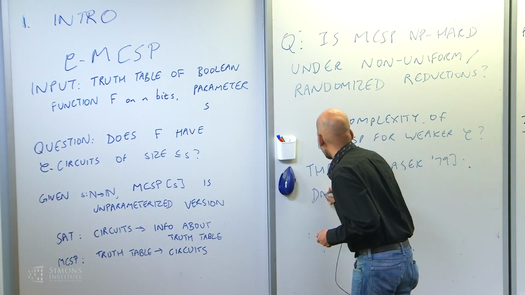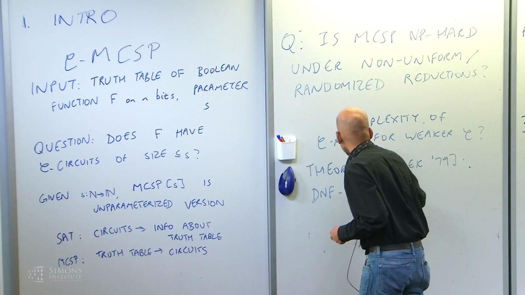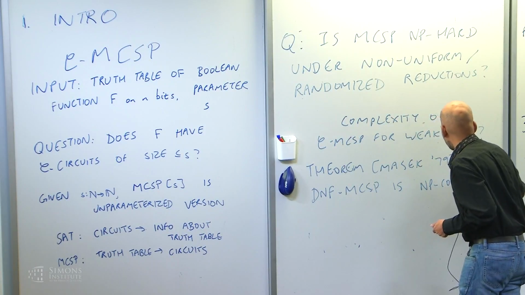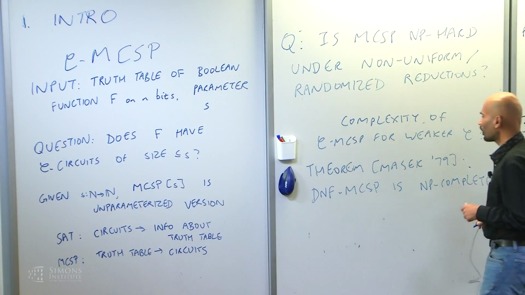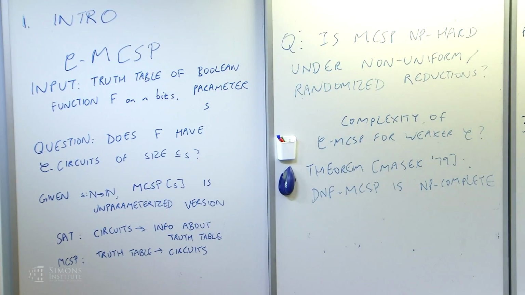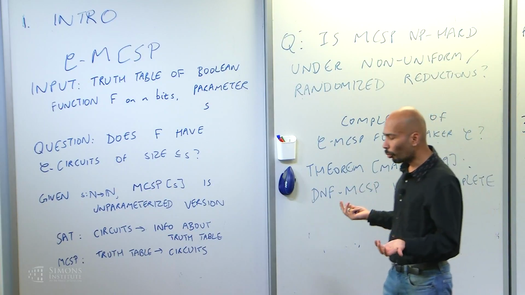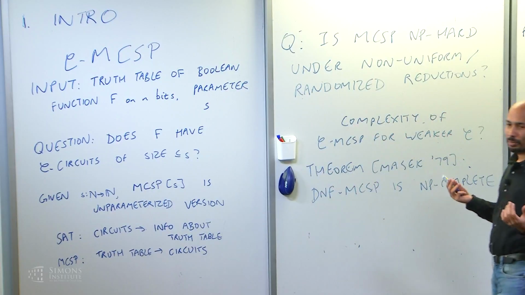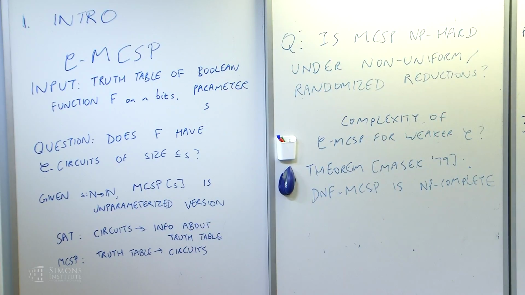So DNF MCSP is NP-hard. And somehow this isn't so surprising, because what is the complexity of deciding whether a truth table has small DNFs or not? What you want to do is really cover the ones of the truth table by a set of subcubes, which are all ones, right?